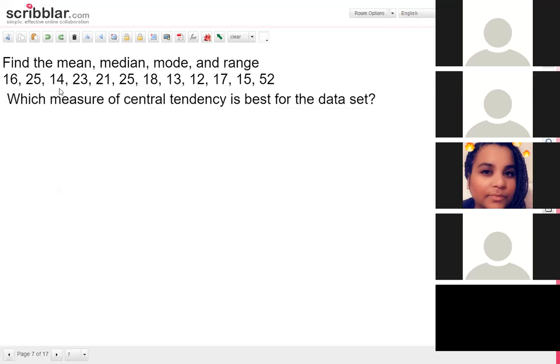Okay. So finding mean, median, and mode, that's the same as we just practiced. Knowing which one is best is some new information. So median is best when you have outliers.